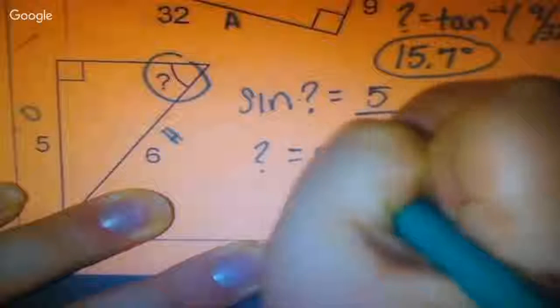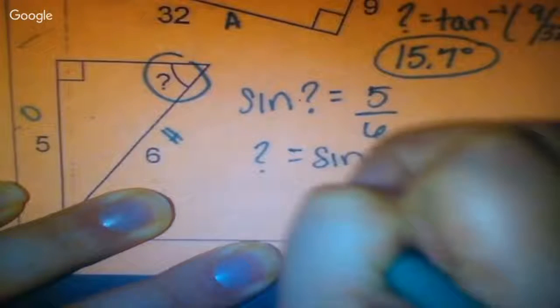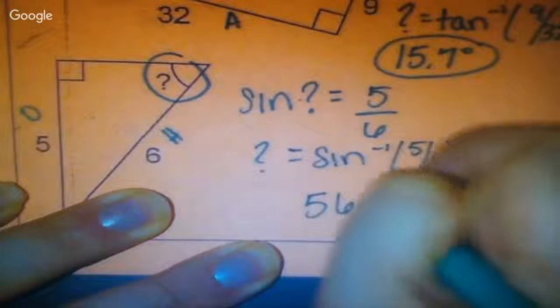Sine, what goes on top? 5 over 6. Perfect. So the inverse sine of 5 over 6 is 56.4. That's what I meant.